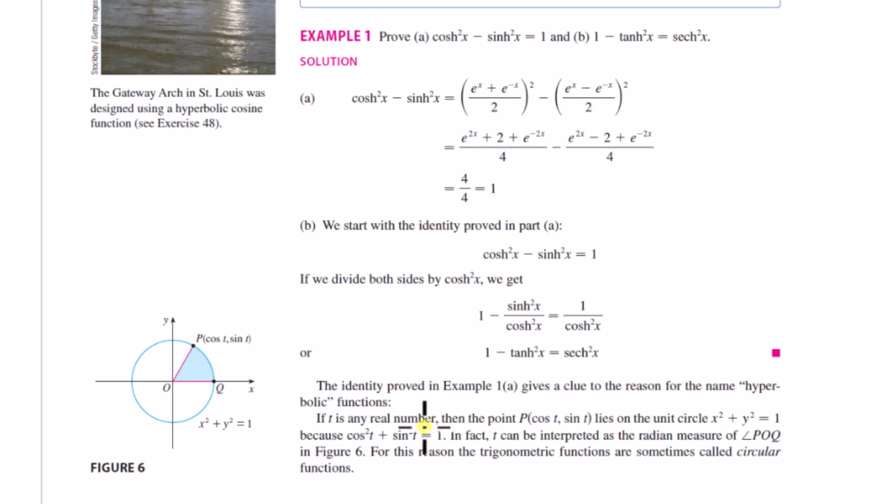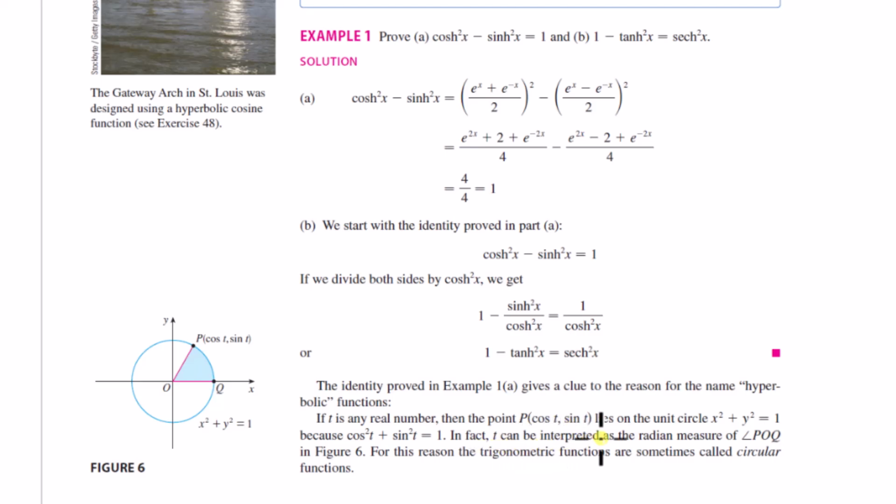If t is any real number, then the point P (cosine t, sine t) lies on the unit circle, x squared plus y squared is equal to 1. Yeah, exactly. That's how the unit circle works. The coordinates of any point on the unit circle are (cosine t, sine t), because cosine squared plus sine squared is equal to 1. That's how the unit circle works with trig functions.